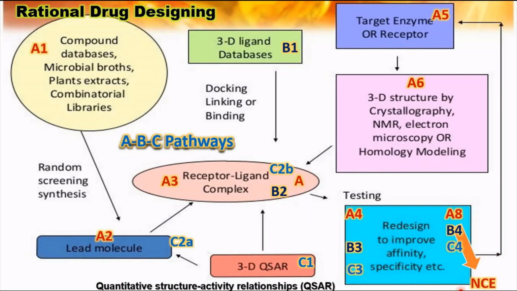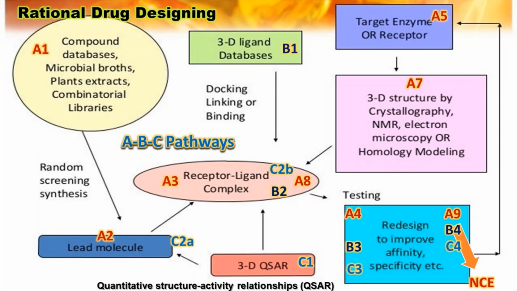The third pathway is starting with quantitative structure activity relationship 3D structures, and here we have drug-like molecules which are almost ready and good enough to form a very good complex. Once they are binding to the target, then you go for testing, redesign, and produce the new chemical entity. So these are the three normal pathways of designing a drug.